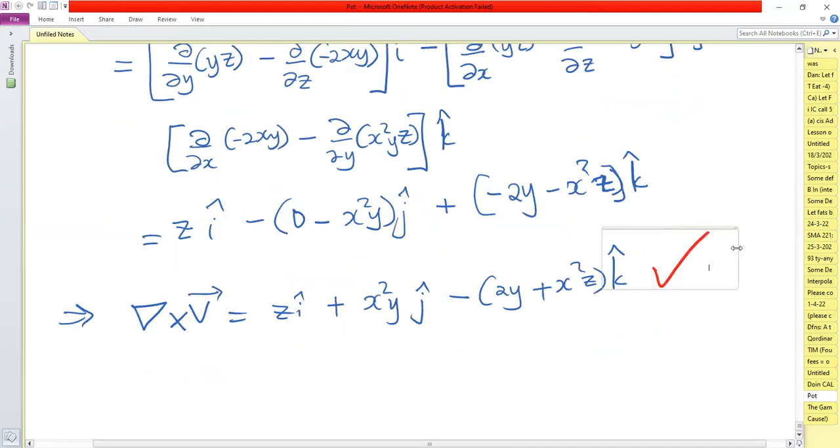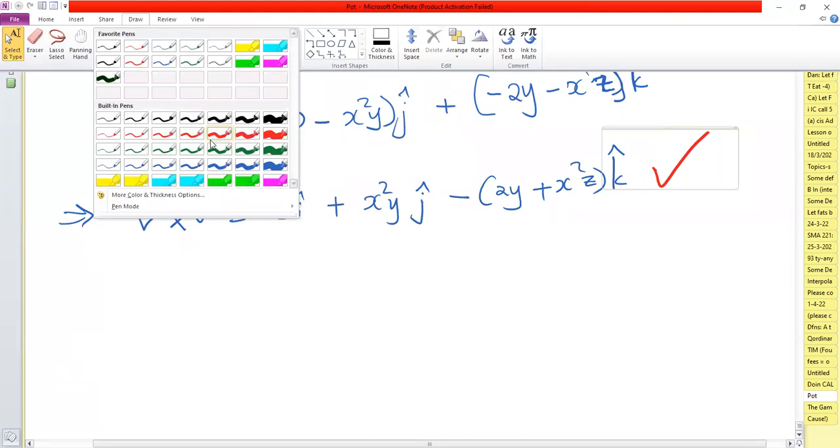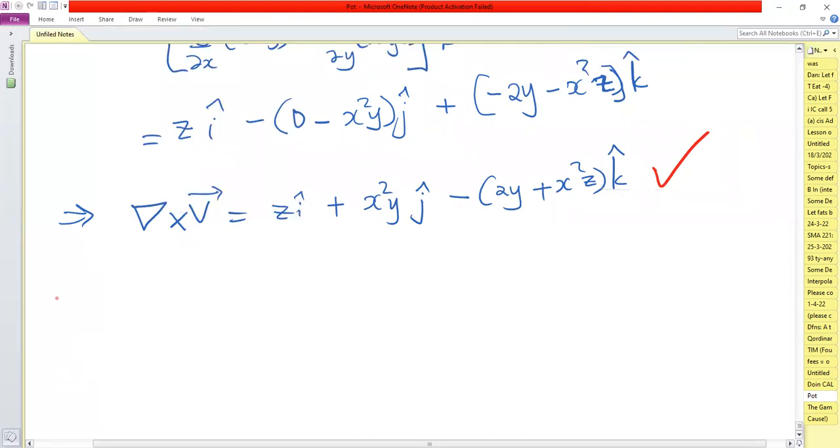And then the next example is also an application of the curl, but before we do it, let's make some definition here on what we mean by a rotational vector.